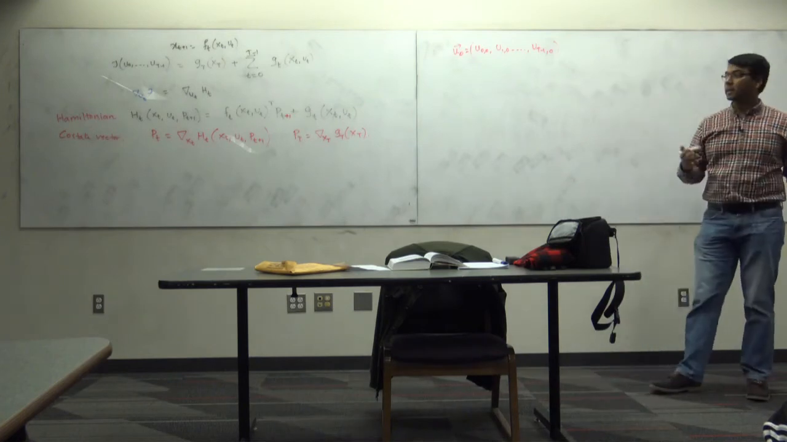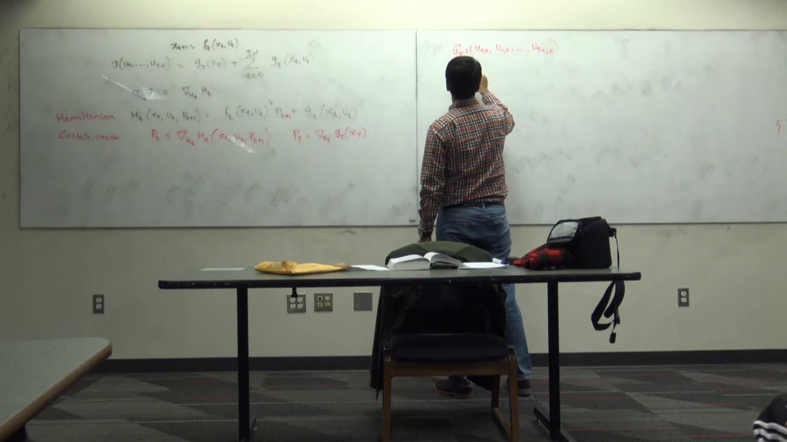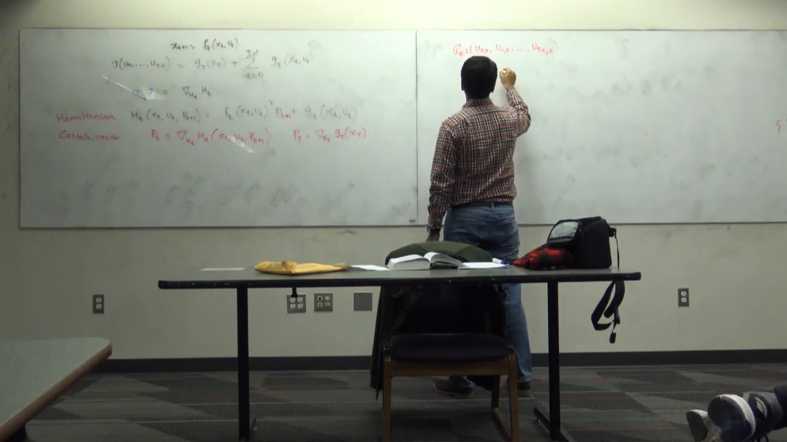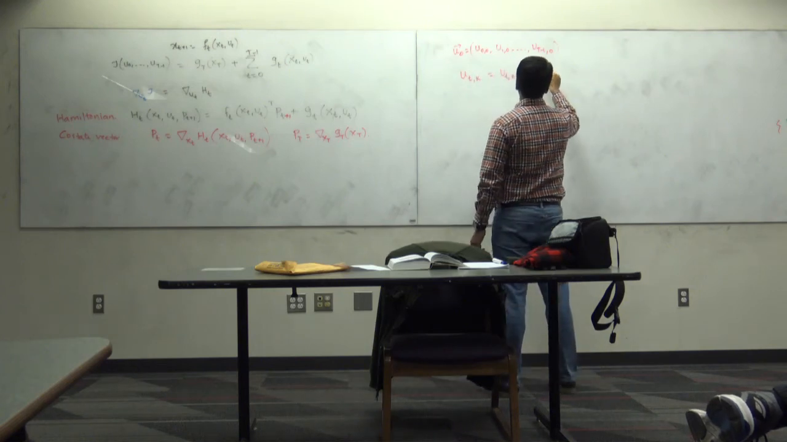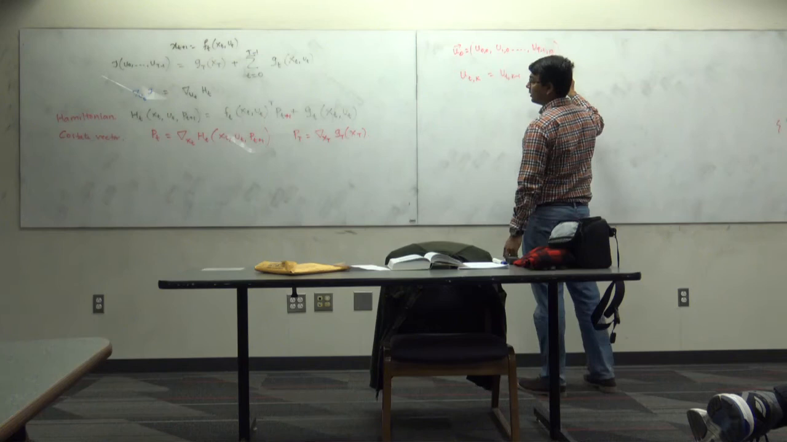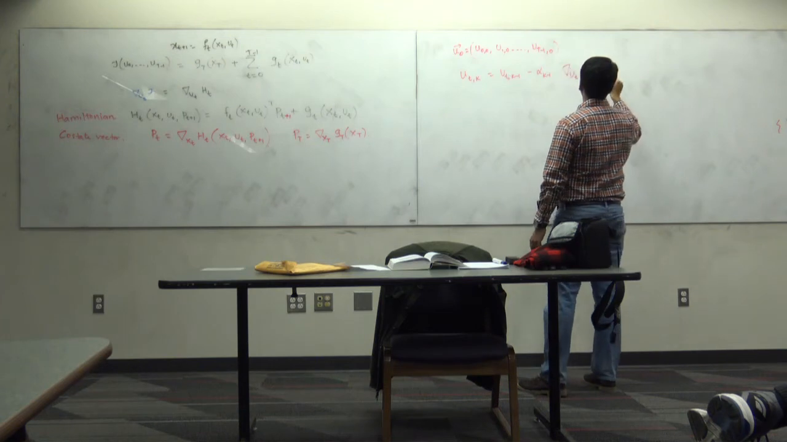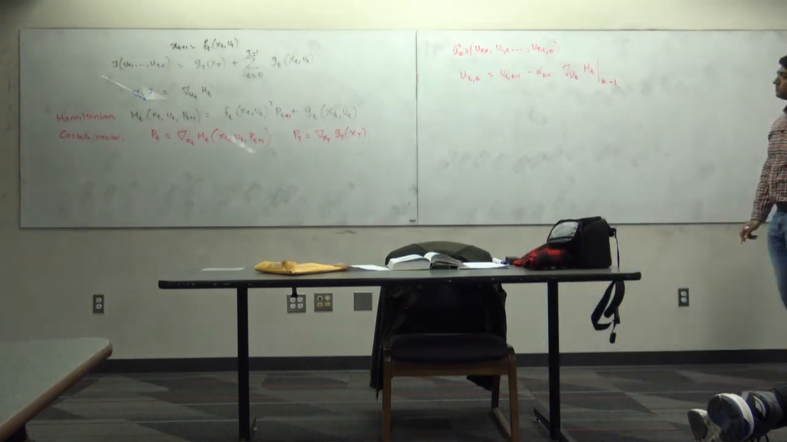Then you update the control action by defining u_{t,k} equals u_{t,k-1} minus alpha_{k-1} times the gradient with respect to u_t of H_t, evaluated at iteration k-1.